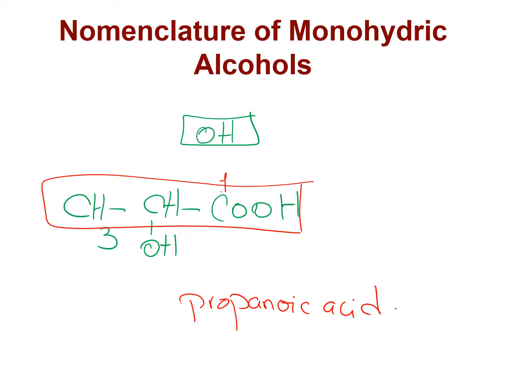And then you number from the nearest side to the highest priority functional group, which is the carboxylic group. It's going to be 1 and then 2. So this is the 2, and then you say hydroxy. So if it's a higher priority, it's going to be an ol at the end of the name. If it's of a lower priority, then it's going to be a hydroxy at the beginning of the name.